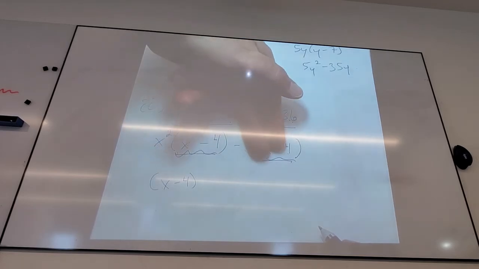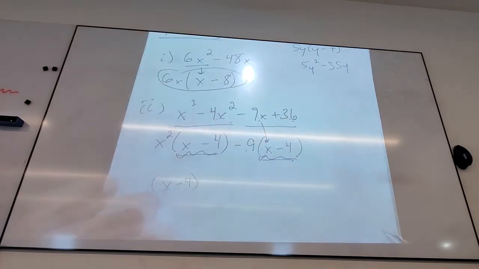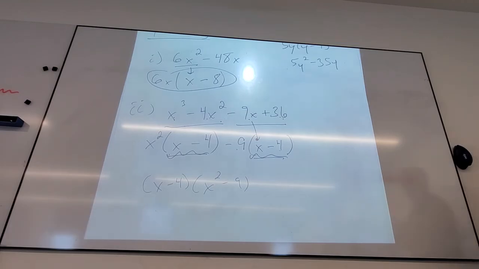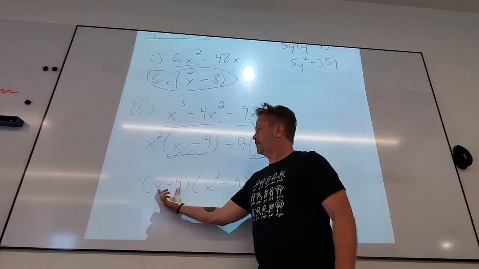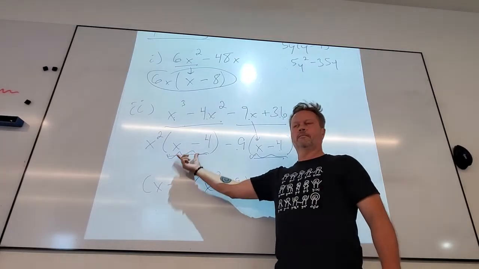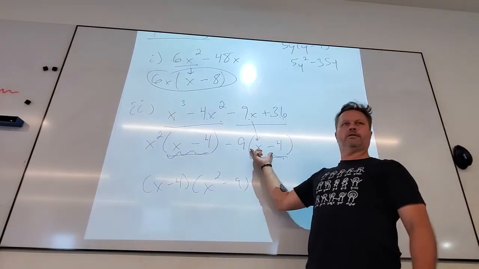X squared. Well, it's not yet, so you can literally just cover it up and see what's left. And then to check myself, if I distribute this, x minus 4 times x squared, it's right there. X minus 4 times negative 9, it's right there, yeah?